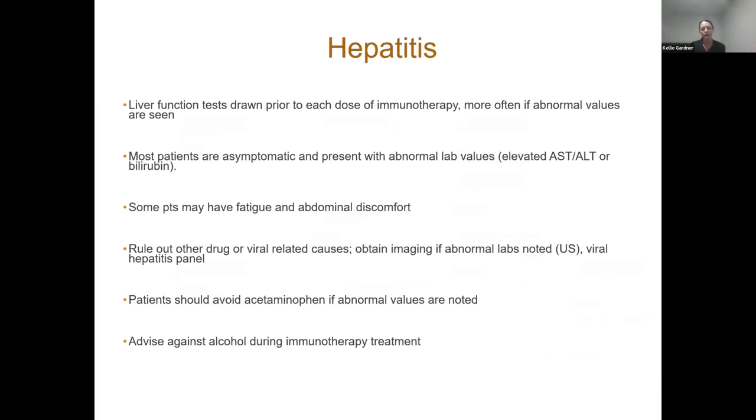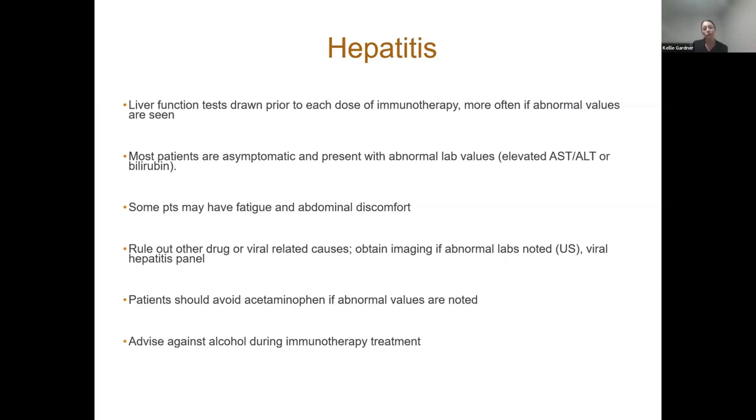Most patients who have hepatitis from immunotherapy are asymptomatic. We tend to see these changes on the blood work only. However, some people will say, oh, I do feel tired, I have some abdominal bloating or discomfort. And uncommonly, we can see some jaundice, so yellowing of the eyes or the skin, but that's pretty uncommon.